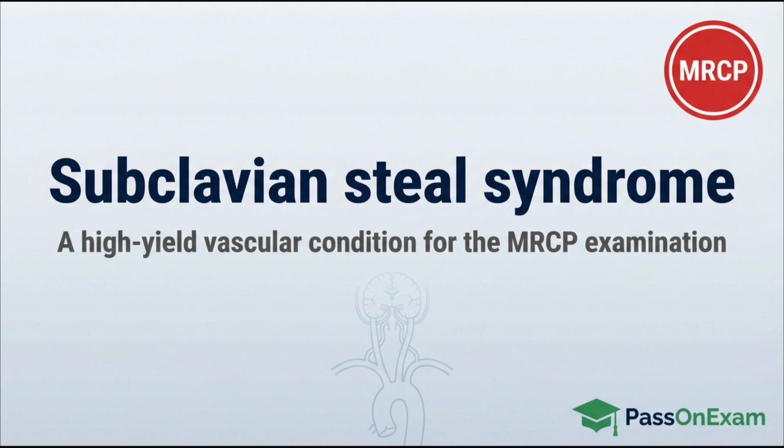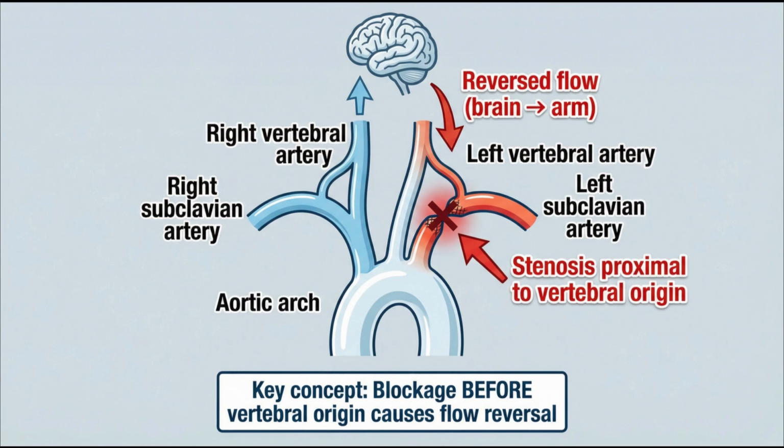We are now discussing subclavian steal syndrome, a high-yield vascular condition for the MRCP examination. This syndrome occurs when there is significant narrowing or occlusion of the subclavian artery before the origin of the vertebral artery. Because of this proximal obstruction, blood can no longer travel normally to the arm. So the body compensates by reversing the flow in the vertebral artery. Instead of moving towards the brain, the blood is pulled down the vertebral artery to supply the arm.